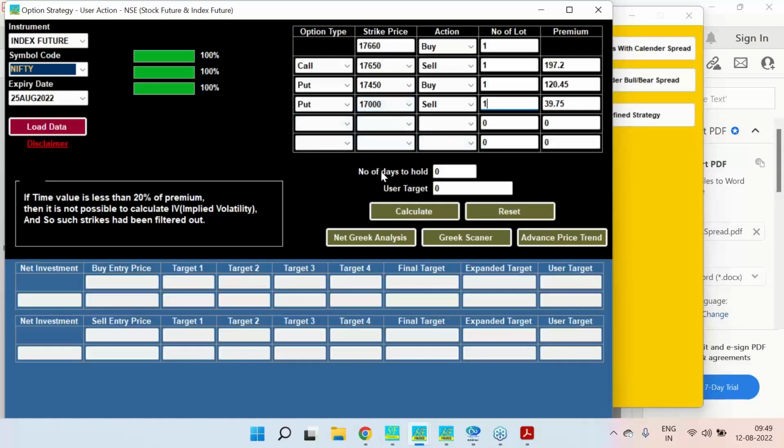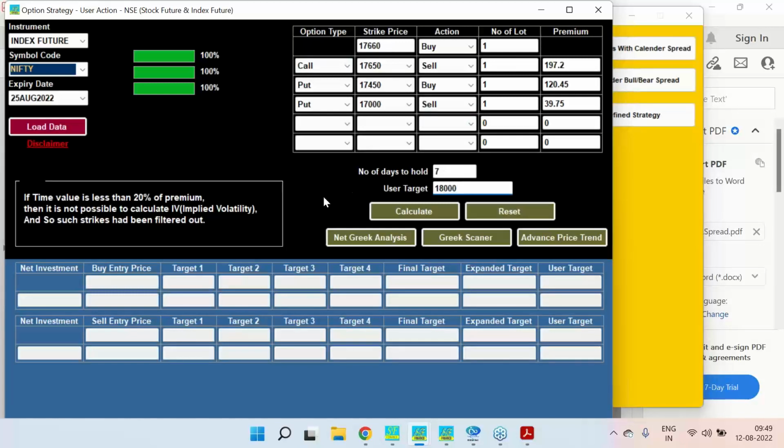After that, you can find the number of days and user target tabs, where you enter how many days you're going to hold this position and then your target. I will enter the number of days as 7, and you can enter from 3 to 10 days, with a minimum of 3 days and a maximum of 10 days. And the user target is whatever target we're thinking about. Here we will think of it as 18,000.